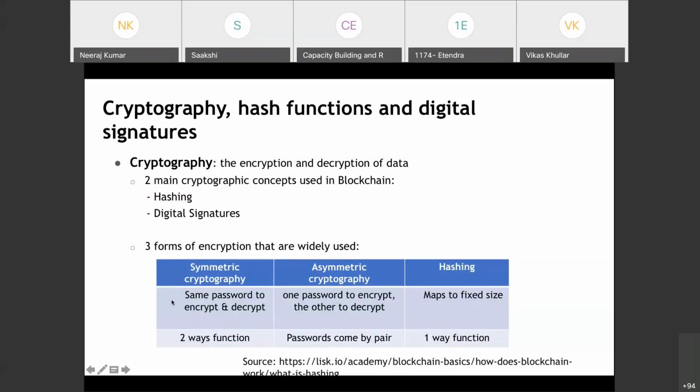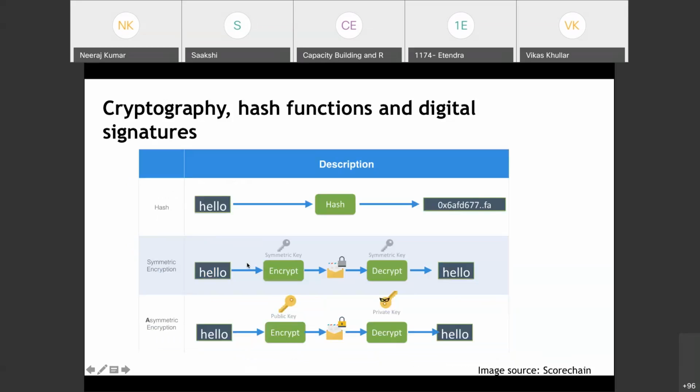Symmetric is a two-way function, that is, the same password is used for encryption and decryption, while in case of asymmetric, one password is used to encrypt or decrypt the message, and these passwords come in pairs. And in case of hashing, it maps to fixed size data, and it is based upon a one-way hash function. So let's say we have some information, hello, to be sent out using symmetric encryption.